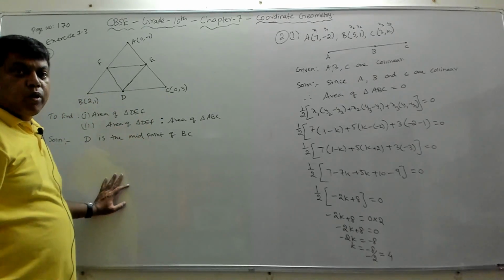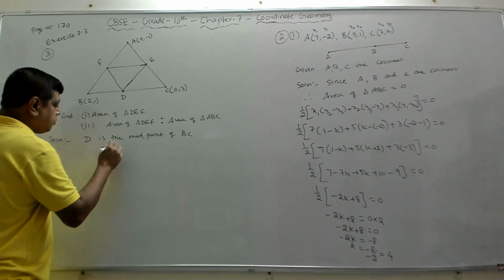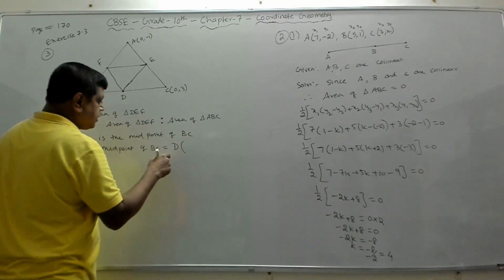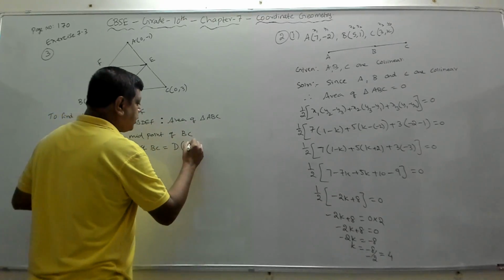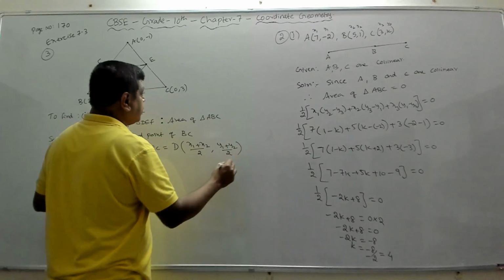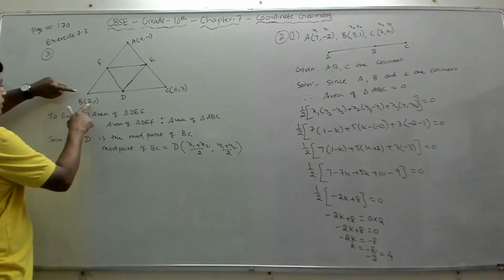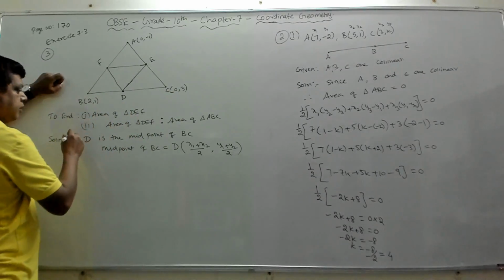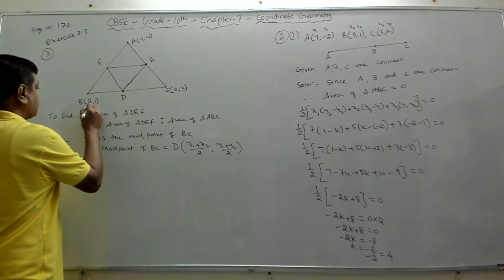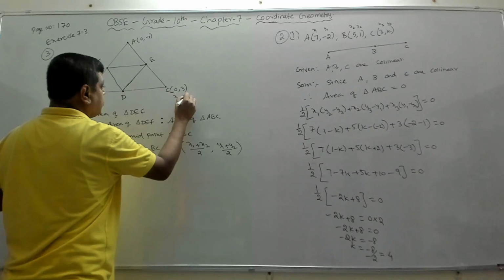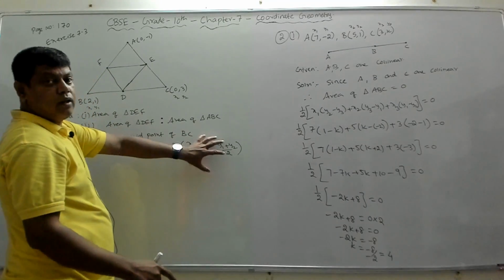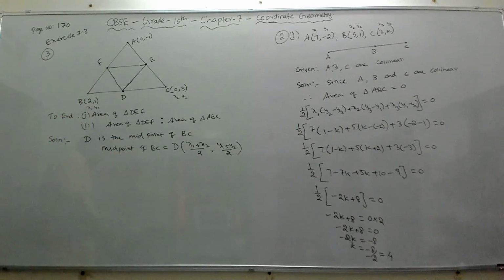So we can apply the midpoint formula. What is the midpoint formula? The midpoint D is given by ((x1 + x2)/2, (y1 + y2)/2). This is the actual midpoint formula. So if you take this as (x1, y1) and this as (x2, y2), then we can find the midpoint D using this formula, ((x1 + x2)/2, (y1 + y2)/2). This is the formula to find the midpoint.